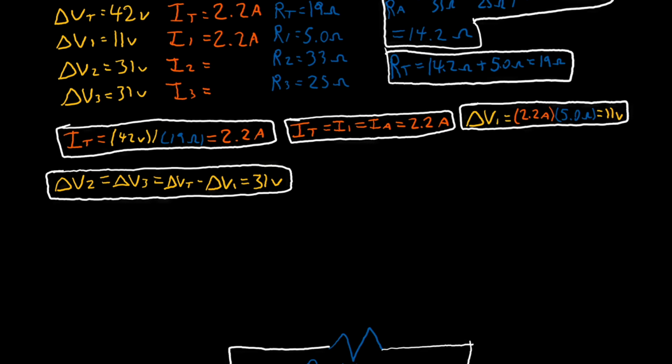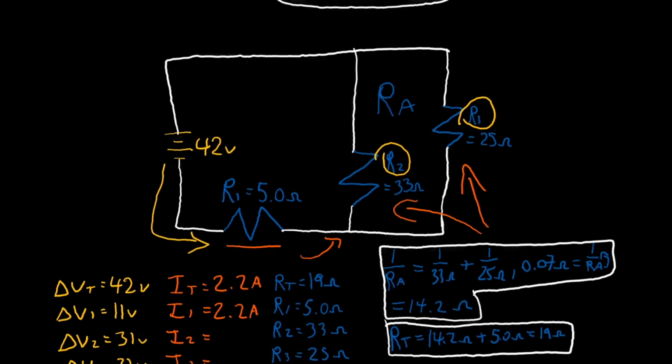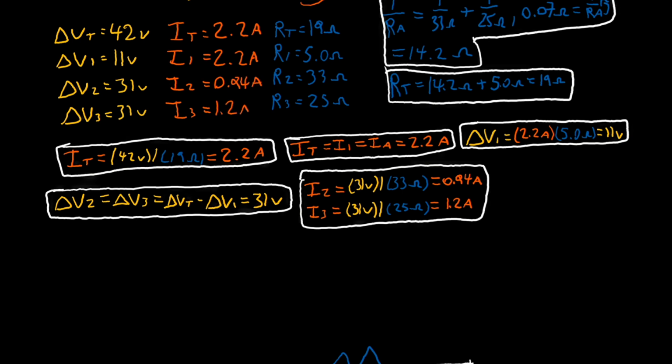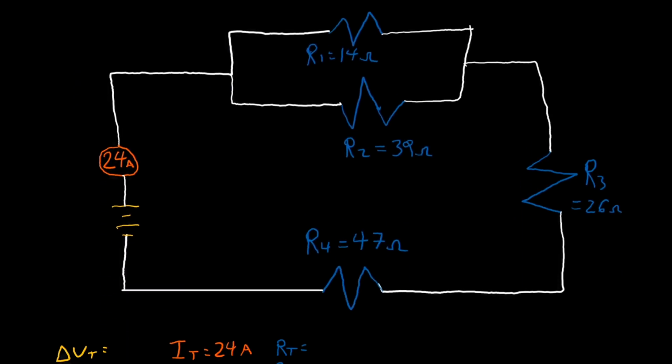And now to find both of the currents of the two parallel resistors, we can do I2 equals 31 volts divided by 33 ohms equals 0.94 amps, and I3 equals 31 volts divided by 25 ohms to equal 1.2 amps. Just to confirm, we can add this 0.94 to 1.2, and it's just short of 2.2, but we know that we got it right since IA should equal 2.2. Let's move on to another one.